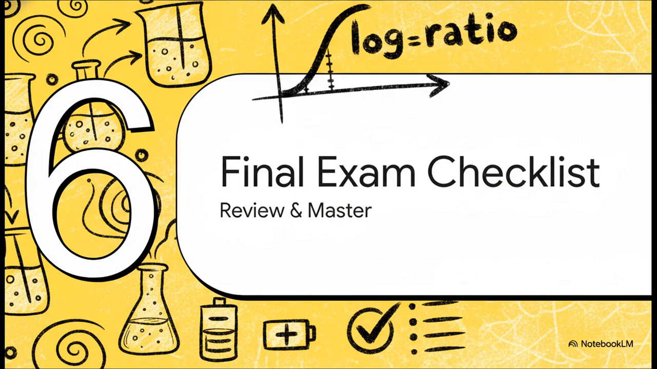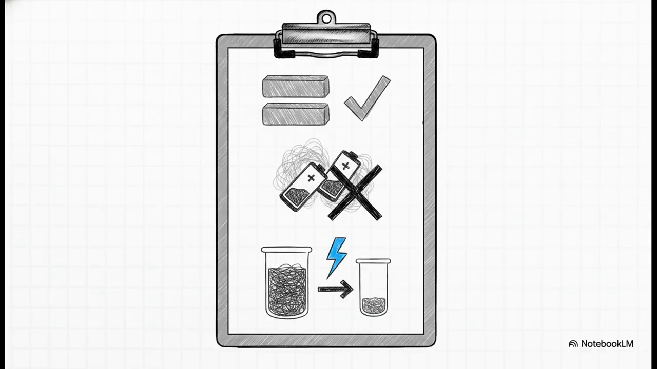Section 6, Final Exam Review Checklist. Wow, okay, we have covered some serious ground today, from physical bucket analogies all the way to log ratios. So let's wrap all this up into a rapid-fire review checklist for your finals. Seriously, jot these down. This is basically your cheat sheet.